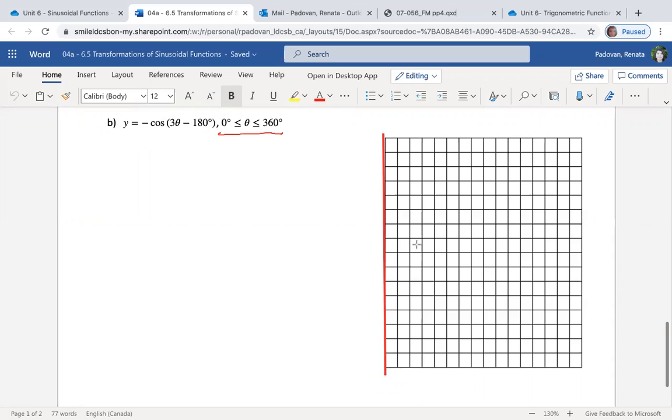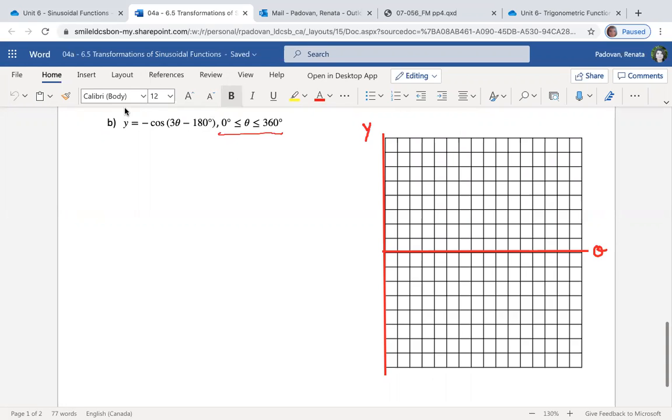So let's put it roughly in the middle. And then label theta and label my y-axis. So let's mark down what we have going on here so far.